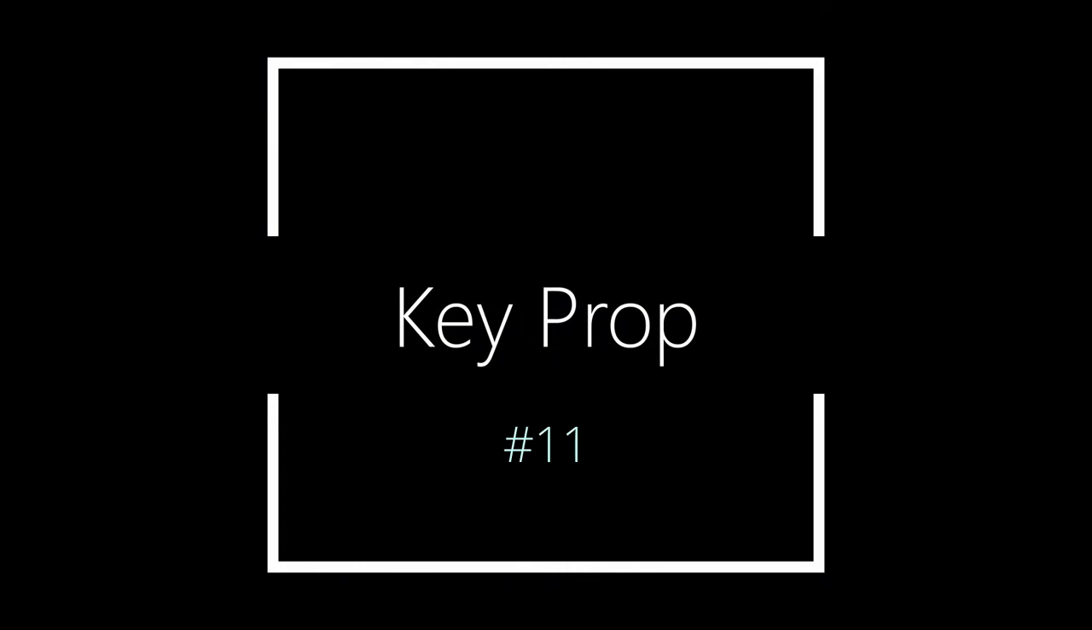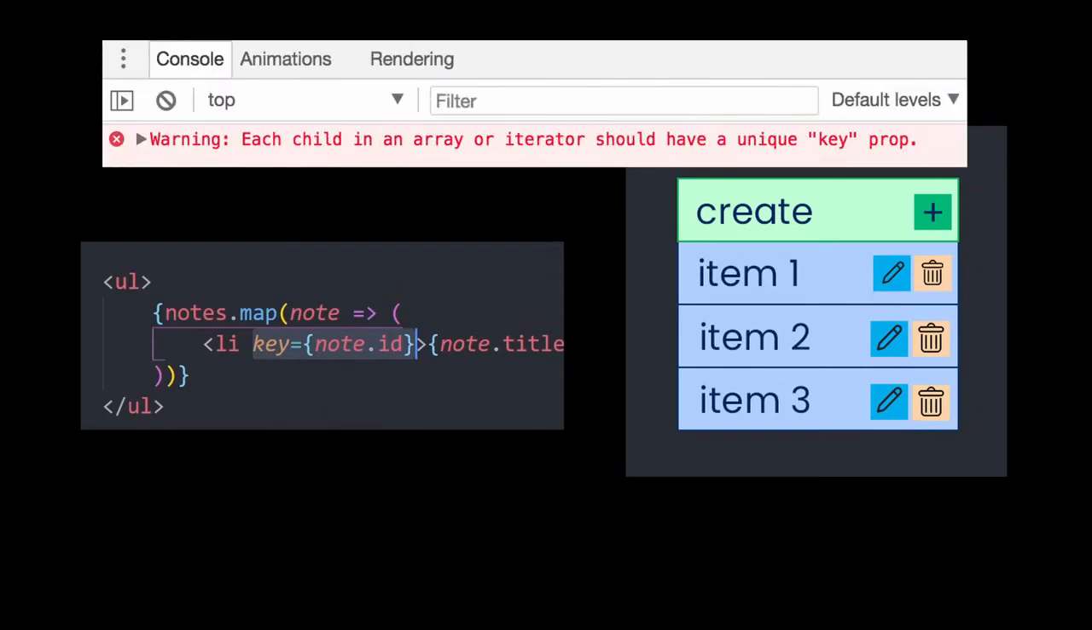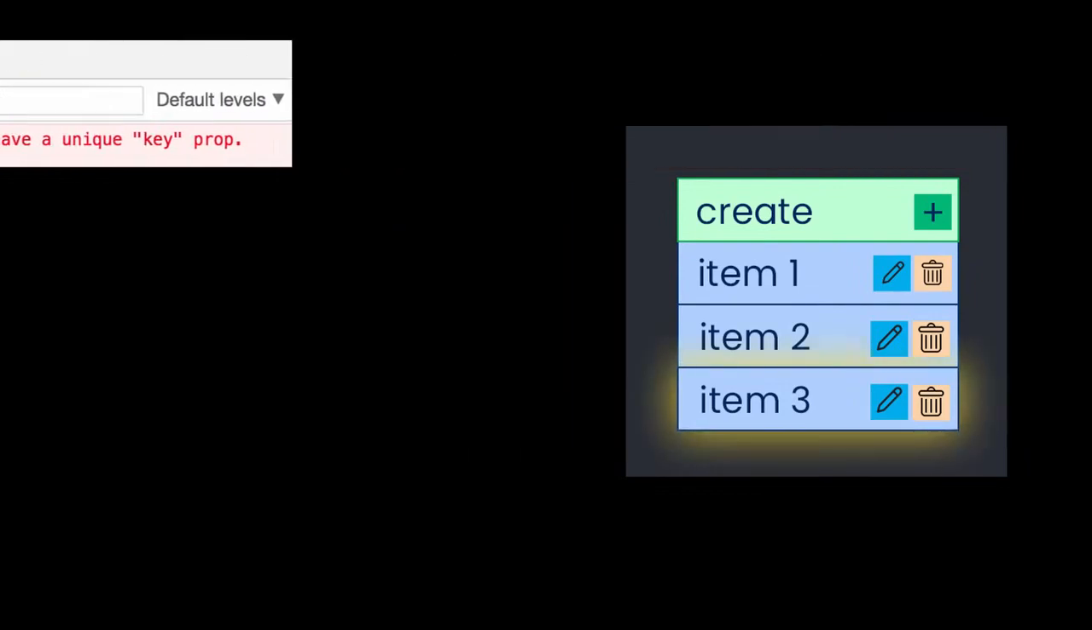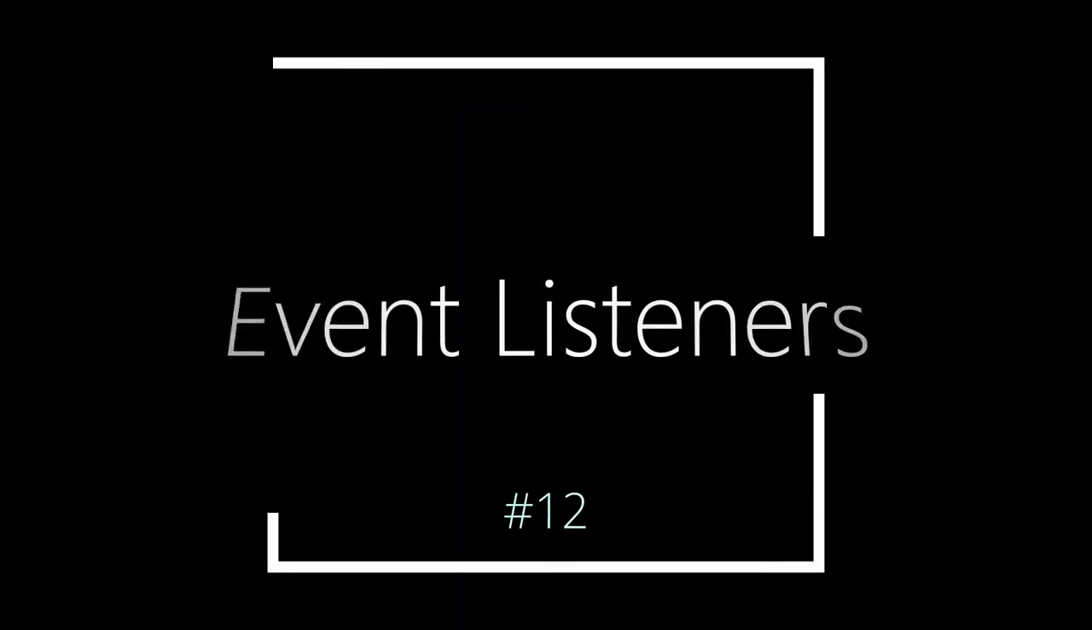The key prop. When it comes to rendering out a list of data in your components, there is one thing you should be aware of, and that is the key prop. Each item in a dynamically rendered list should contain the key prop, or else you'll get this annoying error in the console. This prop should be unique and helps React identify which items have been changed, added, or removed, so React knows which part of the virtual DOM to update.